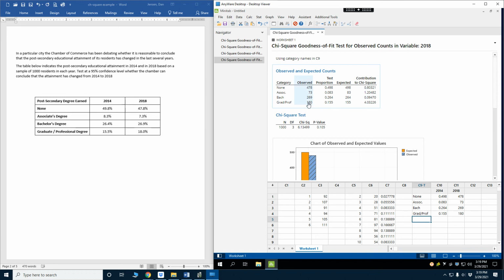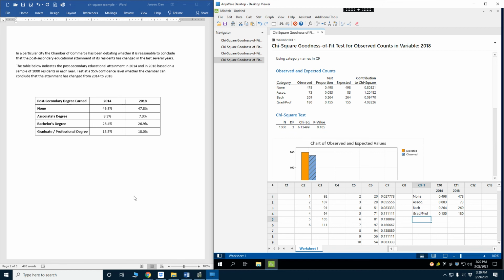Notice also the observed is the 2018 numbers, how many out of the 1,000. Testing the proportion, the 0.498, 0.083, 0.264, 0.155. Expected, therefore, out of 1,000 would have been those numbers. Again, the contribution to the chi-square value. So our chi-squared value is 6.135 with a p-value of 0.105. Since it's greater than alpha of 0.05, I cannot reject my null hypothesis.